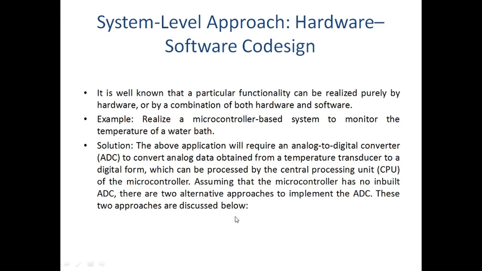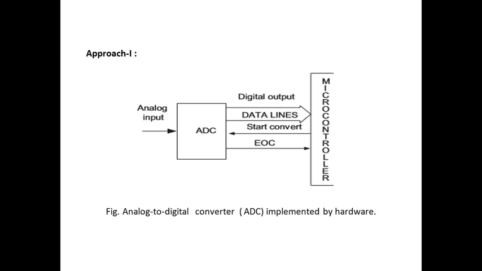The assumption is that the A to D converter is an off-chip device. When we assume that, we have two alternative approaches to implement this application, or to implement the A to D converter. We will see them one by one. See the first approach here. We are using an analog to digital converter. The digital input is given to the microcontroller. This is the simple operation for the above application.